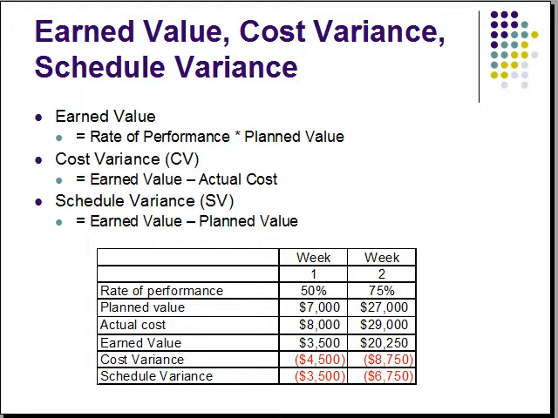The schedule variance is calculated by taking the earned value minus the planned value. The negative number indicates that it took longer than planned to perform the work.